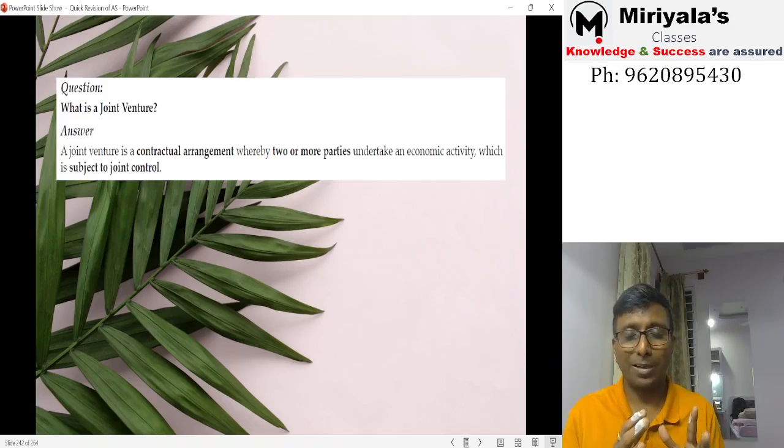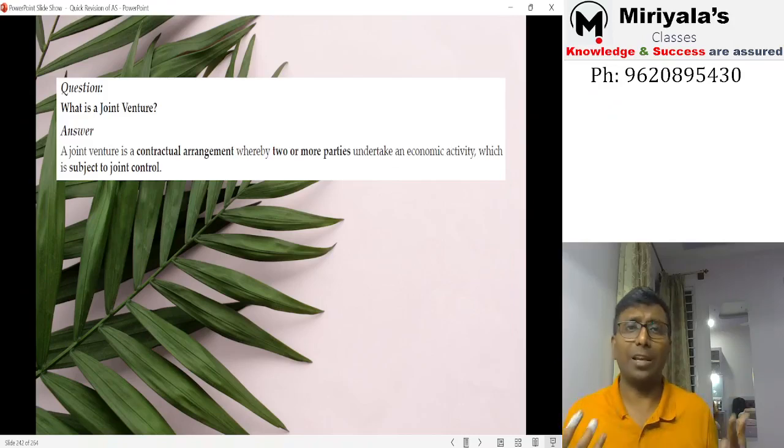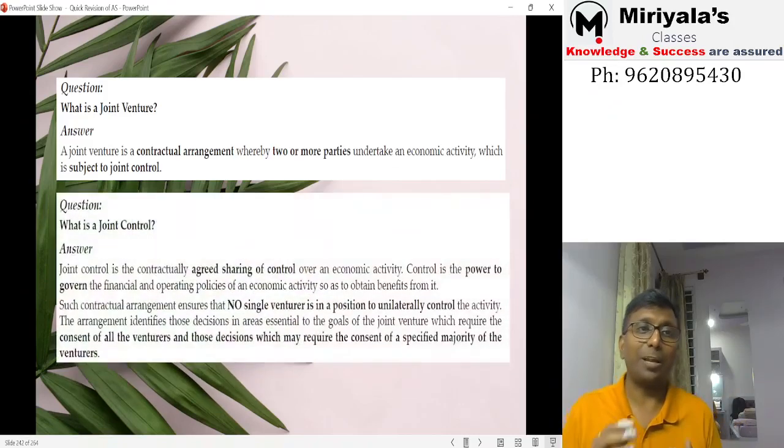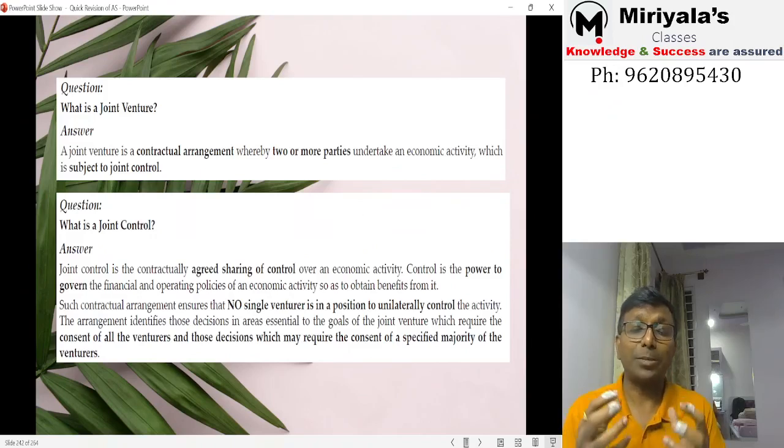A joint venture is nothing but an agreement between two or more parties, where they together want to control an economic activity. See this here, they did not say an entity, they said an economic activity, which is subject to joint control. What activity? It may be a running activity. I'll tell you, there are three types. Again, joint control means what? Joint control means that without unanimous acceptance by all the parties, you will not be able to pass any resolution.